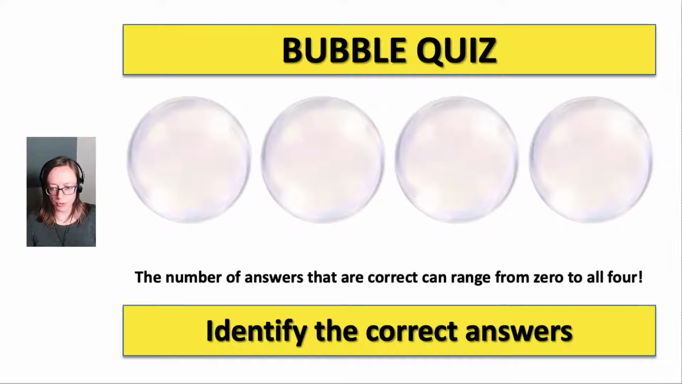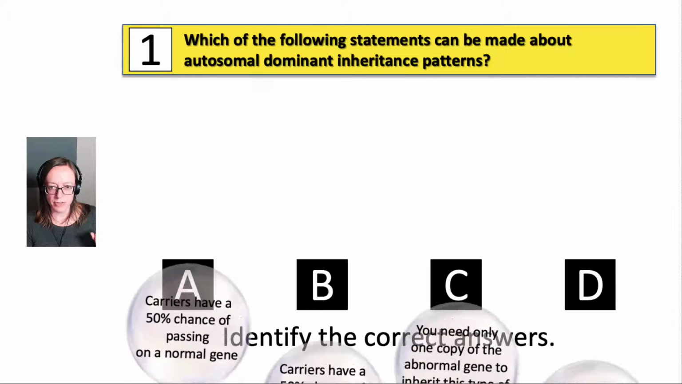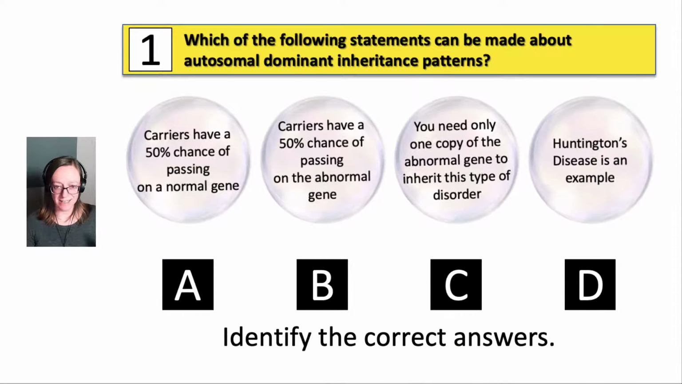Okay, so now we are on to a bubble quiz. I will show you the question on the screen, and then there are 4 answer options. In a bubble quiz, none of the answers may be correct, or all of them might be correct, or a combination. So you just type into the chat A, B, C, D, or none, okay? So the first question, we're on to genetics now.